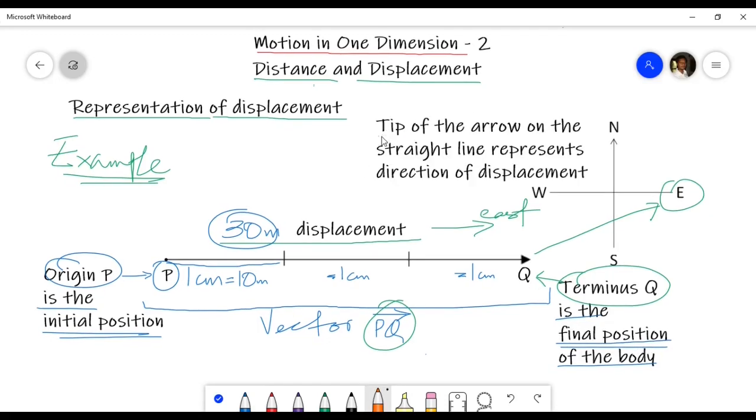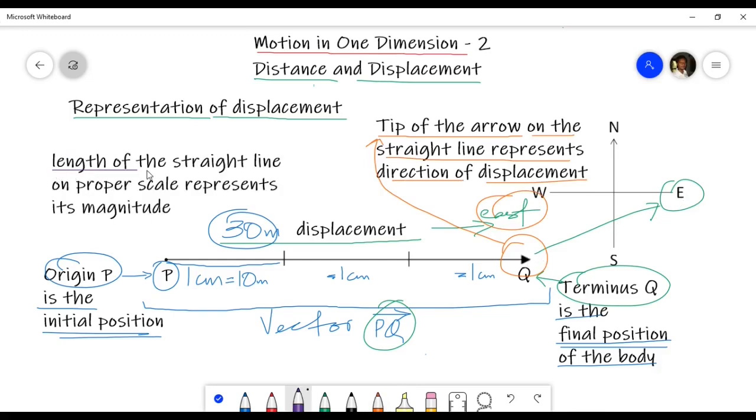And you also have to remember that the tip of the arrow on the straight line that you see here on the screen represents direction of displacement. And which side is the displacement in this example? Eastward, right? Towards the east. And you also have to understand that the length of the straight line on proper scale represents its magnitude. I'll repeat this again. Length of the straight line on proper scale represents its magnitude. Like in this case, 1 centimeter is equal to 10 meter. So 3 centimeters would equal 30 meter.